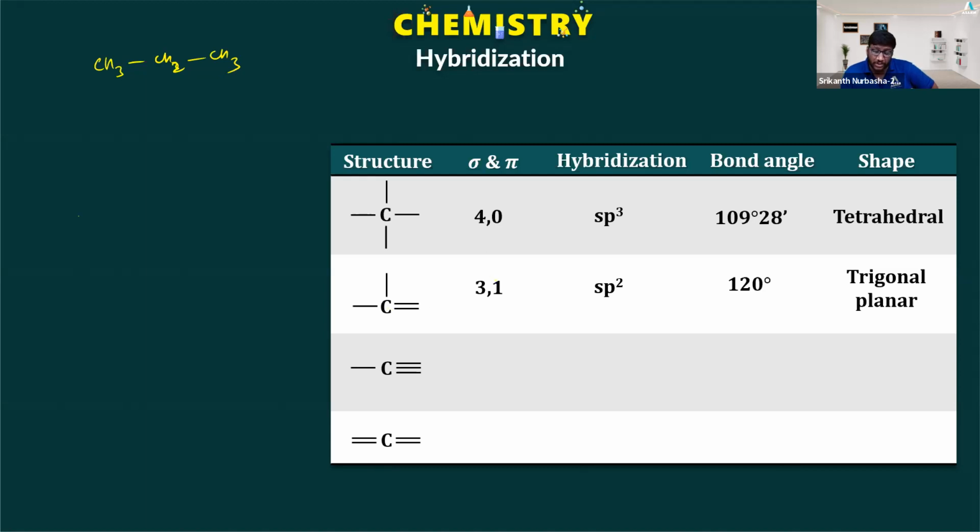So the structure: carbon-carbon single bond, C double bond C. The number of sigma bonds is going to be 3, the number of pi bonds is 1, the hybridization is sp2, 120 degrees is the bond angle, and the shape will be trigonal planar.